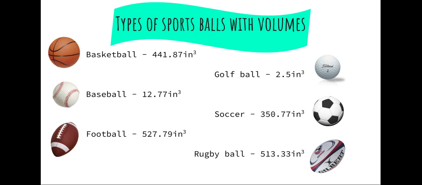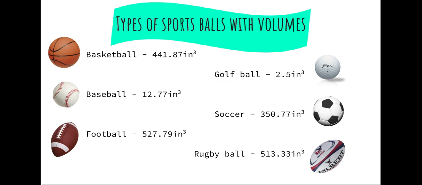So, the first four are just typical spheres. Their volumes were calculated using a formula that is 4/3 times pi times their radius cubed. And then we had the football and the rugby ball, which were not spheres.